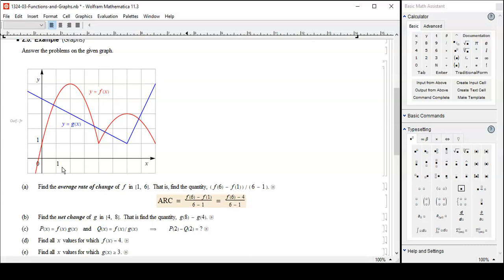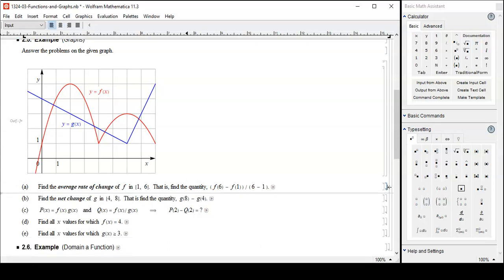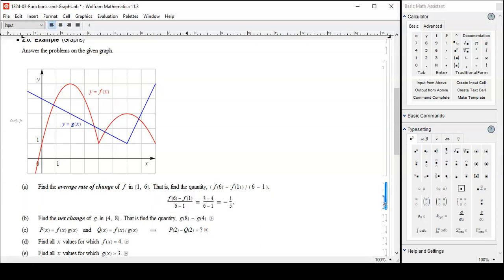Now f of 6: 1, 2, 3, 4, 5, 6, right here. Move vertically and hit the red graph here, and what's that y-coordinate? 3. So that's how you calculate the average rate of change. What did I do here in my answer key? Well, that's precisely what it is.